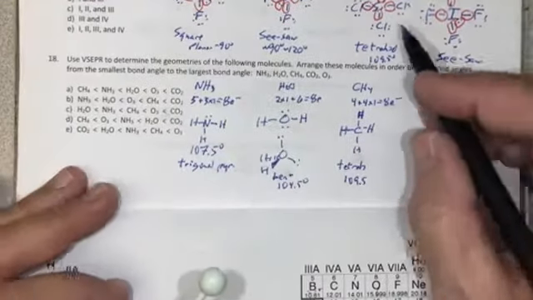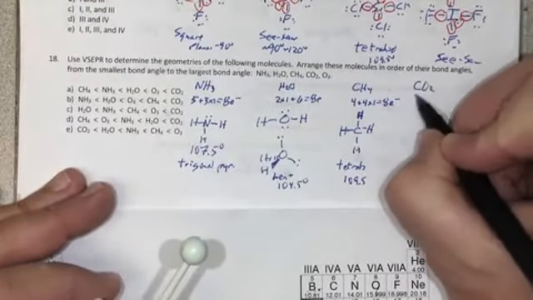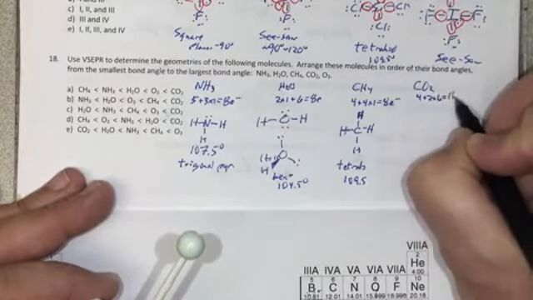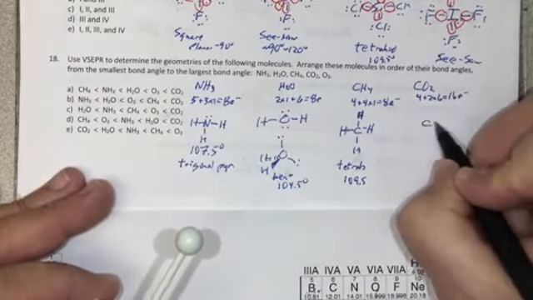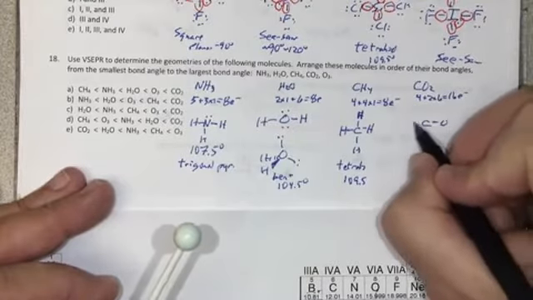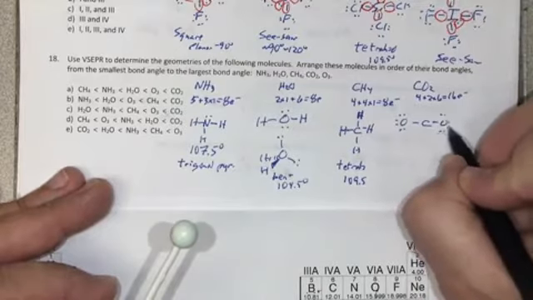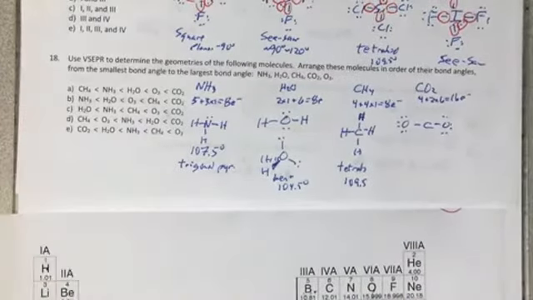Okay. Next, we're going to look at carbon dioxide. Now, for carbon dioxide, we have 4 plus 2 times 6. 12 and 4 is 16 electrons. So carbon is the central atom attached to 2 oxygens. 2, 4. We complete the outer octet. 6, 8, 10, 12, 14, 16. That's all 16 electrons. We don't have any leftovers to put on the central atom.